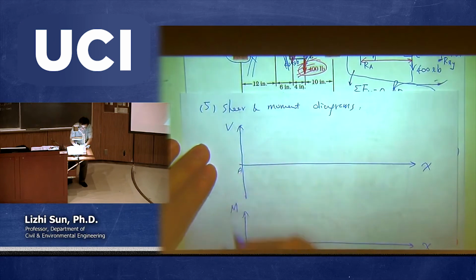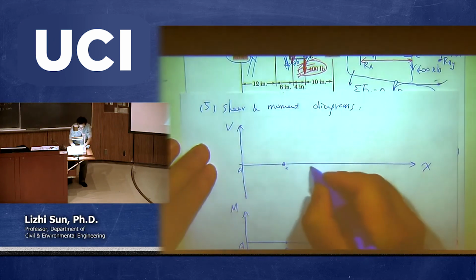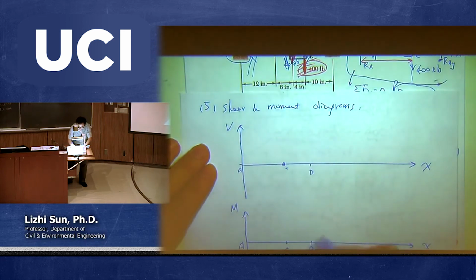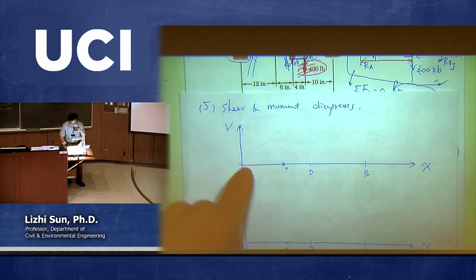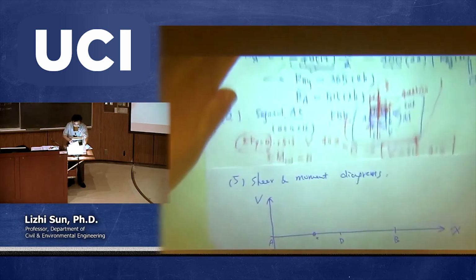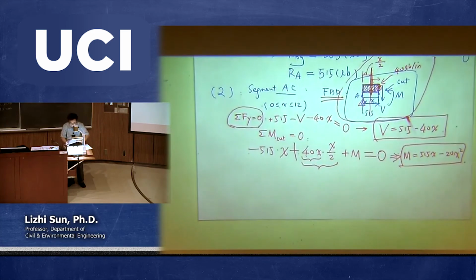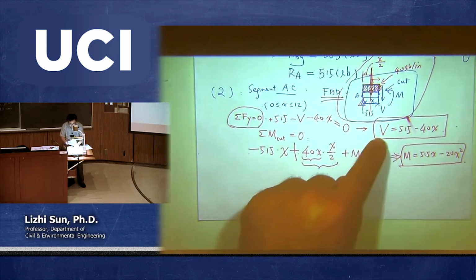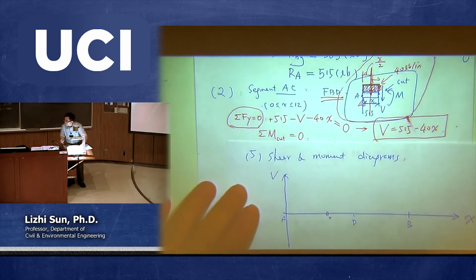Okay, and you need to identify the locations. So this is point A, and this is point C, and here you have point D, and all the way to point B. Okay, so now from point A to point C, we need to look at our result, which is here. So step number 2, we got V equal to this, and then moment equal to this. So now let's plot V first.